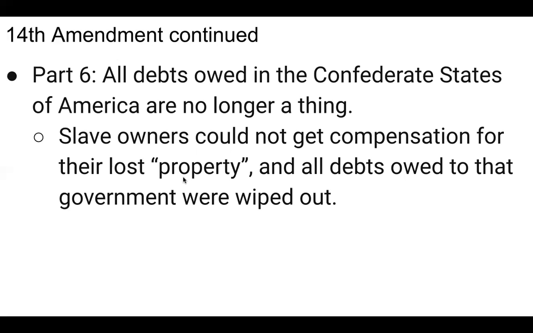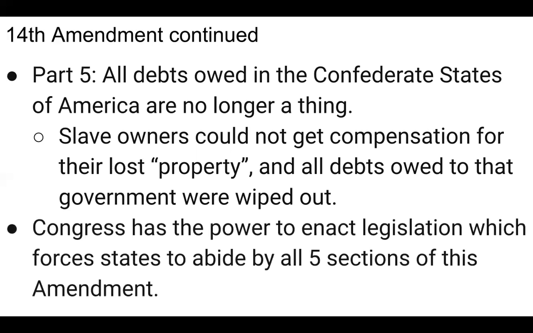Now, by the same token, that means if you just lost a bunch of money, right, in the form of slaves, say you had $1 million worth of slaves and now they're all free, you don't get $1 million back. This is not like homeowners insurance. So if people were mad about that, too bad. 14th Amendment, screw you guys. You own slaves, you're a bad person.